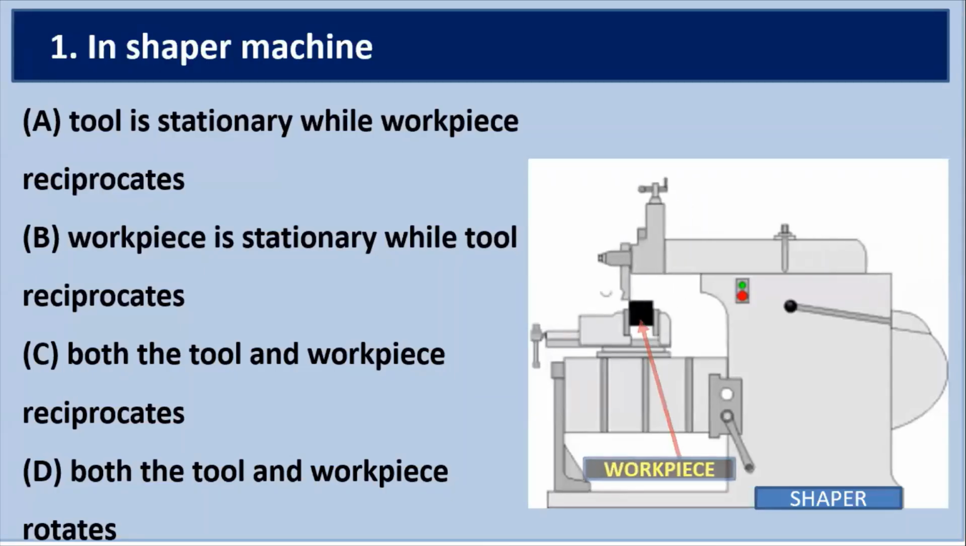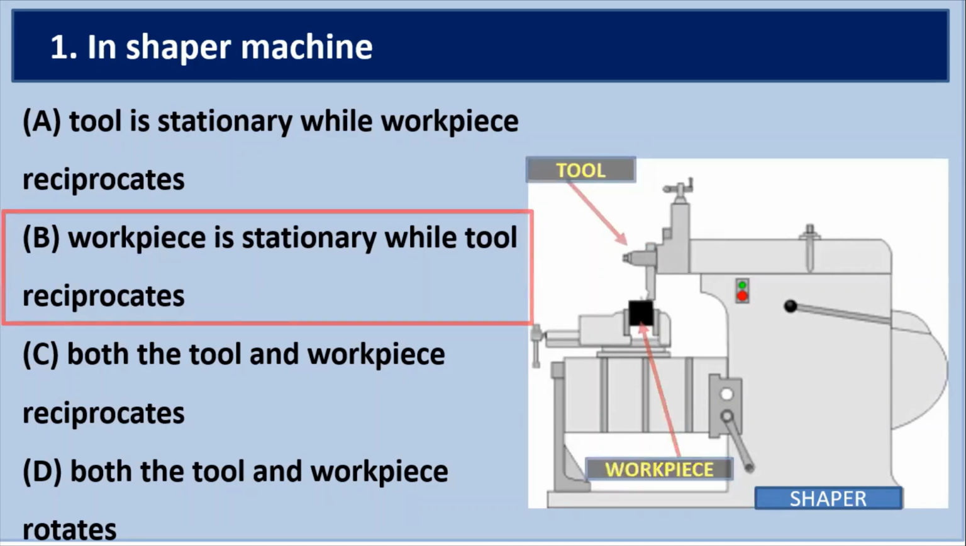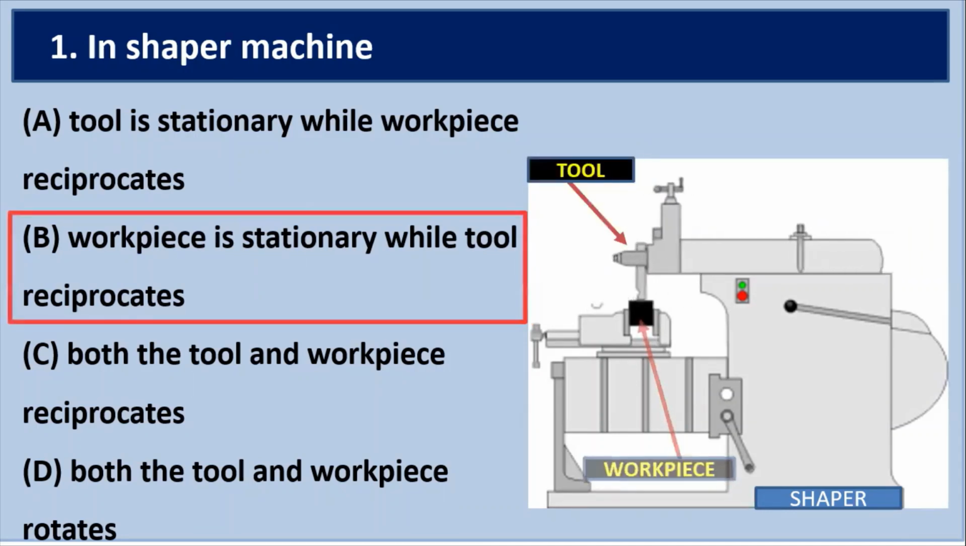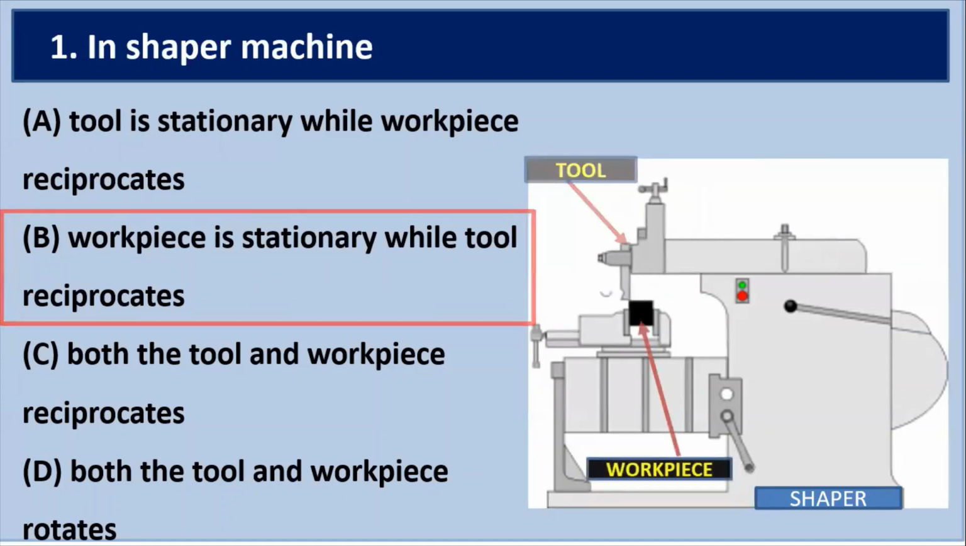If you see this diagram, it is clear that the workpiece is stationary while the tool is reciprocating with the help of the ram. So it means that our answer is B, workpiece is stationary while tool reciprocates.